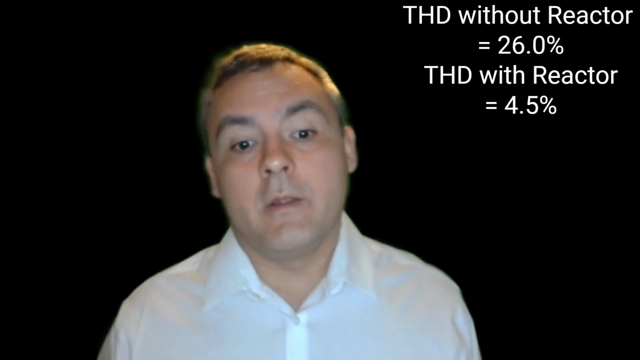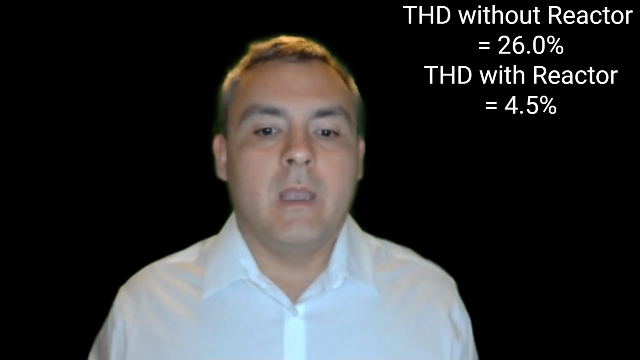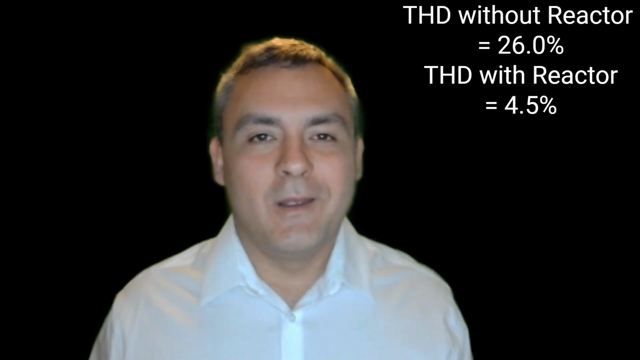Please reference video 1 on how to calculate total harmonic distortion, called THD. Now, in this case, the THD before installing the line reactor was 26.0%. And the THD after installing the line reactor is 4.5%.